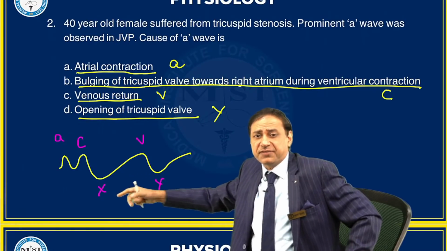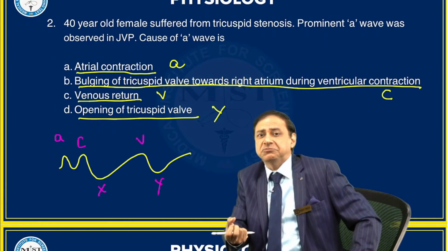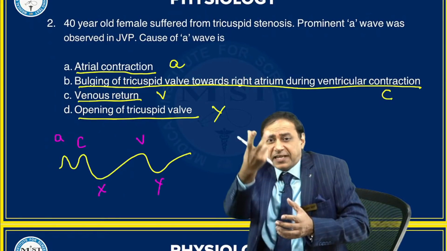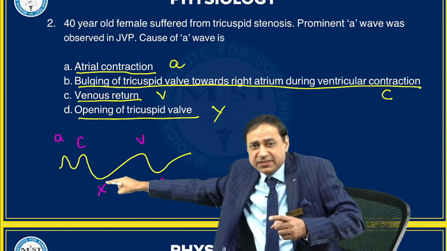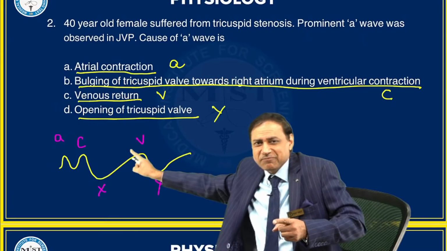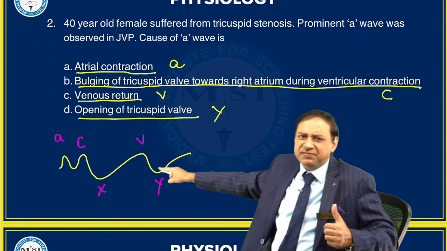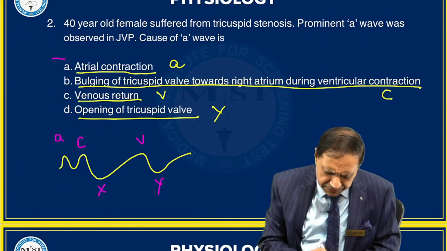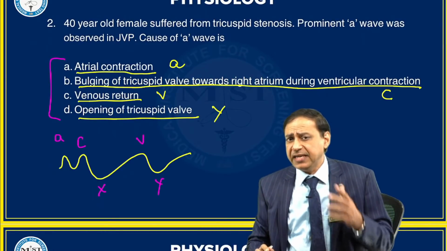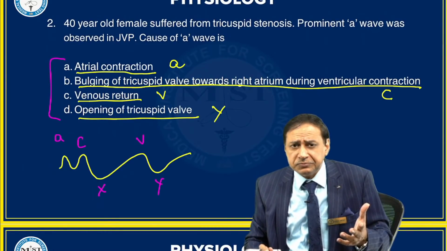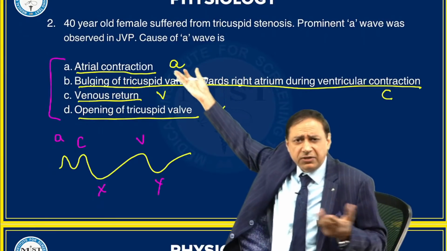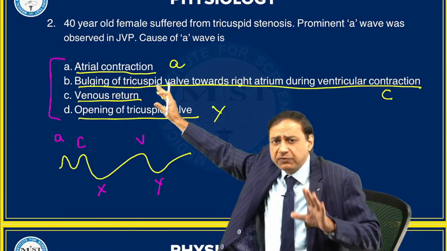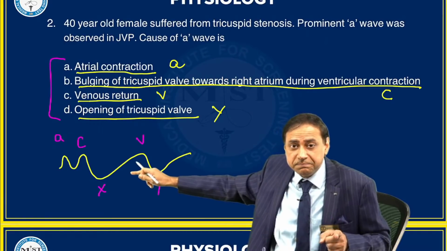X descent is because the tricuspid ring is pulled down. During ventricular contraction, when the ventricle becomes short, the tricuspid ring is pulled down, so the pressure in the right atrium is decreased. This is X descent. Y descent is because of the opening of the tricuspid valve. I have repeatedly told this in the class. There are 5 waves in JVP, and every wave has a cause. Last year they asked C wave. You never know, this year they may ask about A wave. So just remember the 5 waves of the JVP and their causes.